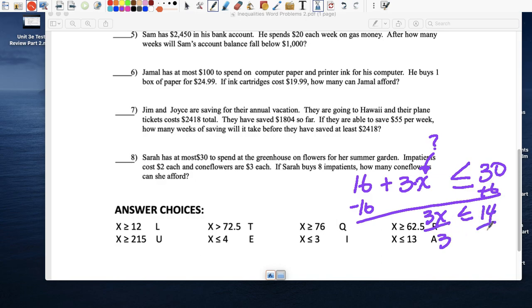Divide both sides by 3, and x, the number of cone flowers that he can buy, has to be less or equal to 4.66, right? Can he buy 5 cone flowers? No, he can't. Can he buy 4.66 of a cone flower? No, he can't. Although that's the answer, right? The answer in the context of the story has to be less or equal to 4. So 4 is the answer, and do we have it? Yeah, right. Okay.